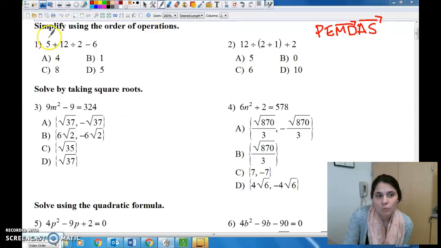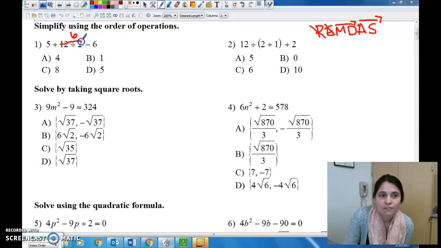So if I start at number one, I'm going to look and see if there's any parentheses, and there's not, so I don't have to worry about parentheses. Then I go on to exponents. There's none of those either. So then I do either multiplication or division, whichever comes first. There's no multiplication, but there is division, so I'm going to do that first. So 12 divided by 2 is 6.